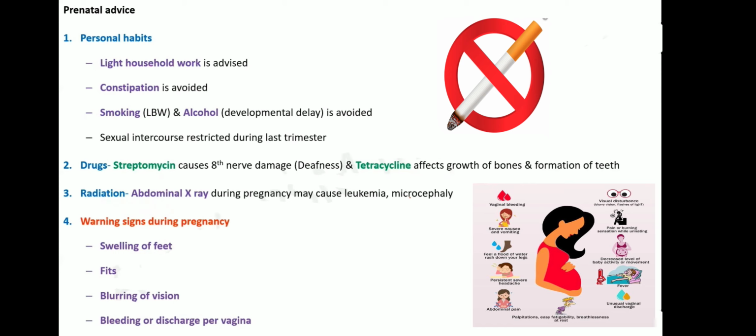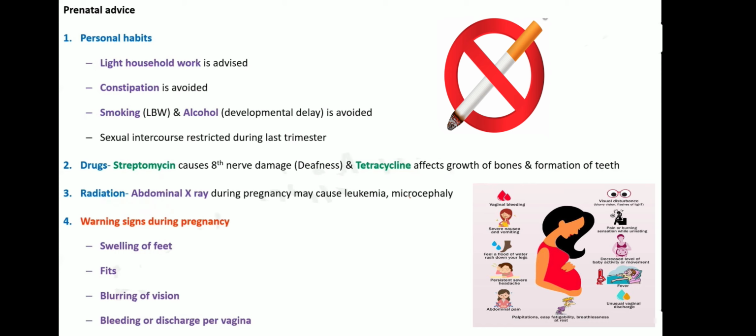Streptomycin can cause eighth nerve damage resulting in deafness, and the intake of tetracycline will affect the growth of the bones and the formation of teeth. Also, certain corticosteroids will impair fetal growth. Sex hormones can produce virilism in the baby, and we know that corticosteroids can produce virilism in the baby.